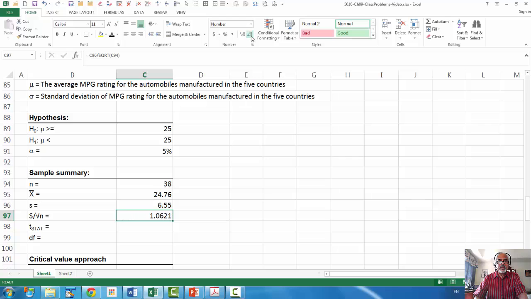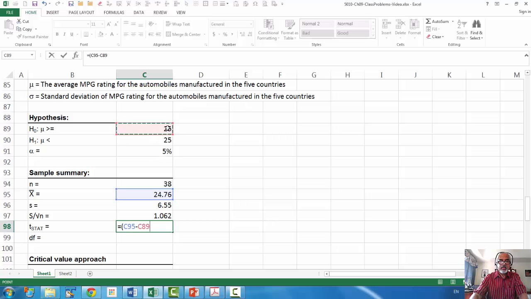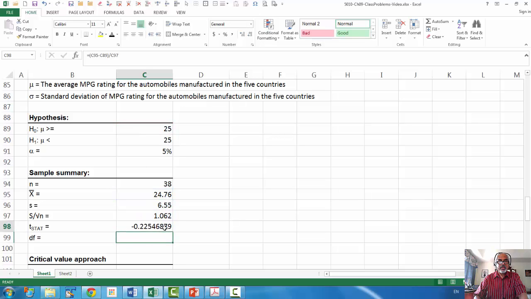Now sigma is unknown, we are relying on the sample standard deviation, so it is a t statistic: X bar minus the mean divided by the standard error, and you get minus 0.22. So this is pointing to the left side, the lower side. The degrees of freedom is n minus 1.